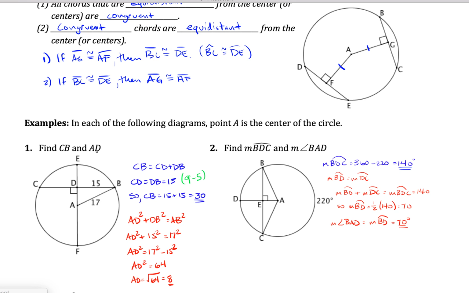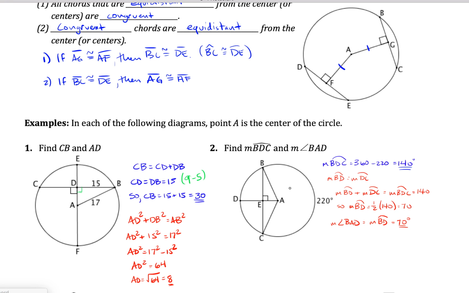It also wanted us to find segment AD. Well, we would recognize if this is a right angle, then so is this. So it's just a Pythagorean theorem problem. AD squared plus DB squared would be equal to AB squared. So I plugged in the values for DB and AB, worked out the Pythagorean theorem, and I got a length of 8 for AD. All right.